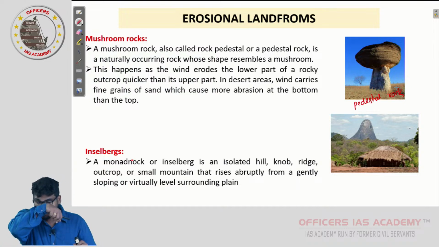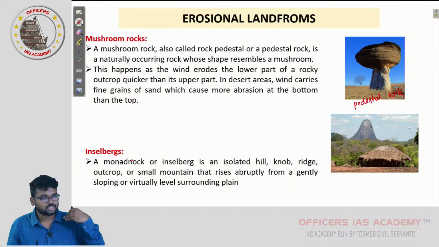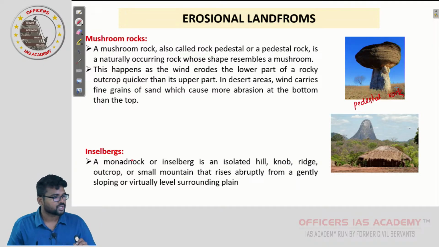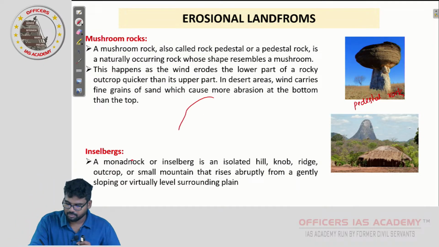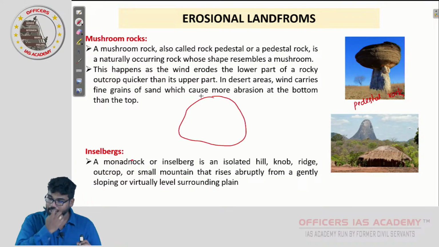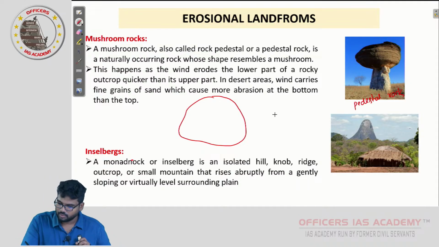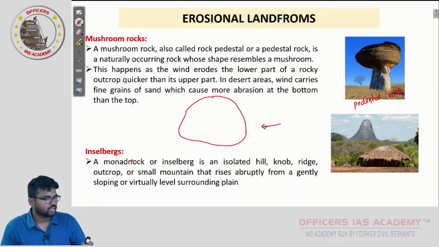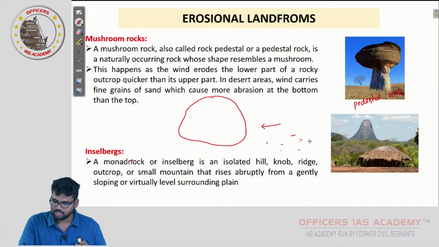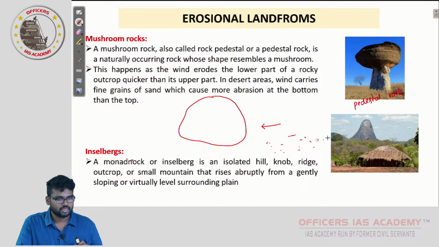Now let's see the mechanism, how it is formed, why such peculiar things are created in arid locations. Let's say there is a big rock in the arid location. Now in the arid location, it will be subjected to erosion and deposition due to the action of the wind. So wind is going to blow, let's say in this direction, and there are a lot of dust particles in the arid location.